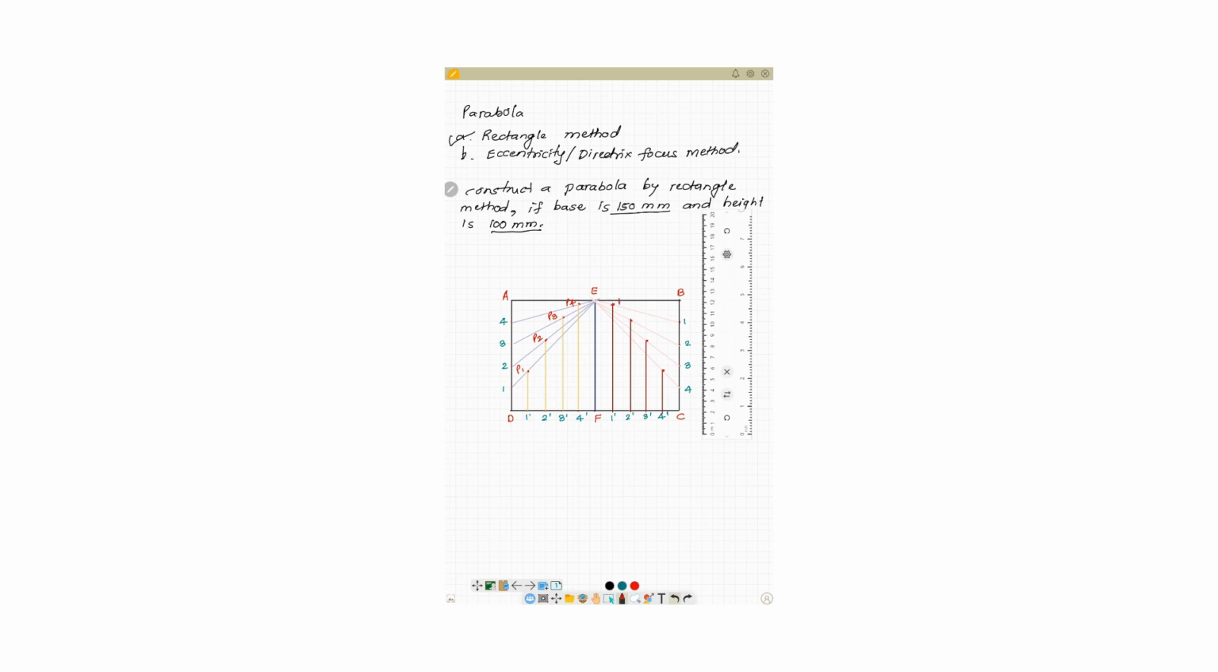So I'll continue the numbering. This is P5, this is P6, P7 and P8. So we have got the points P1, P2, P3, P4, P5, P6, P7, P8. Now we just need to connect these points starting from D, then P1, P2, P3, P4, E, then P5, P6, P7, P8 and C. When we connect these points, we'll get a parabolic profile. So we'll connect it and see how the profile will look.